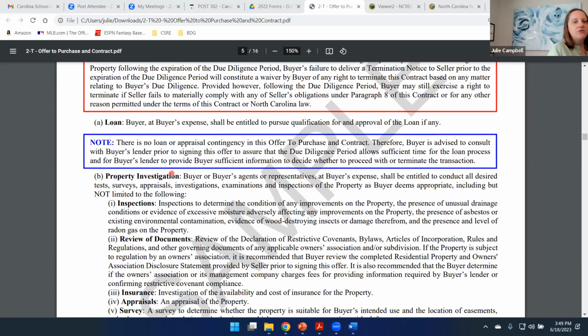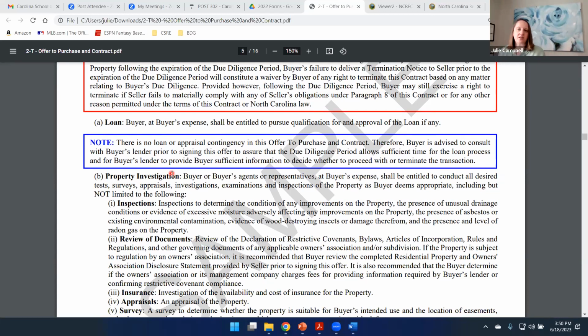Then we got a whole laundry list of what the buyer should consider doing during their due diligence. And the first thing listed, the first thing to take into consideration is if we have to get loan approval. So the buyer at the buyer's expense shall be entitled to pursue qualification for and approval of the loan, if any.